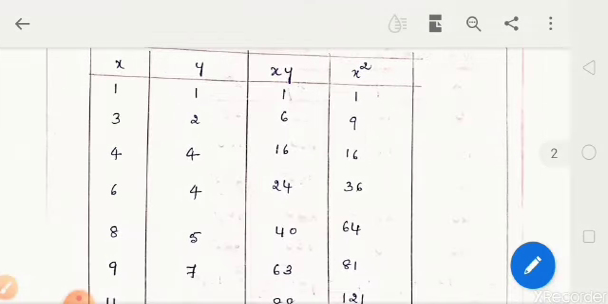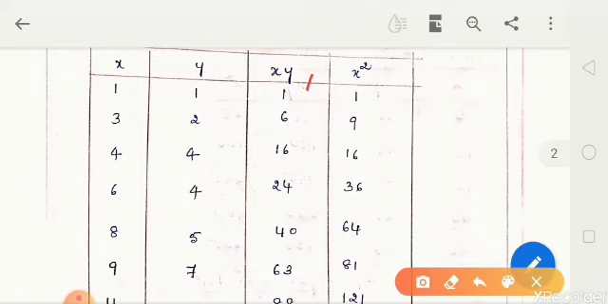Then we want x into y. Multiply each x and y value. Write the values of x and y. And similarly, in the last column, write the value of x square for each value of x.